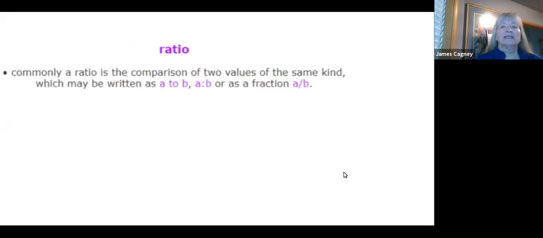So a ratio is really just a fraction. I'm comparing two different things, and there's three different ways I can write it. I can write it as A to B, A with these double dots B, or I can write it as a fraction. Usually we see it as a fraction, but I want you to know that all three of those mean the same thing.